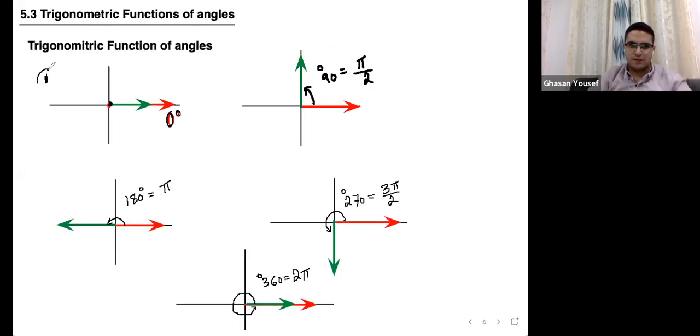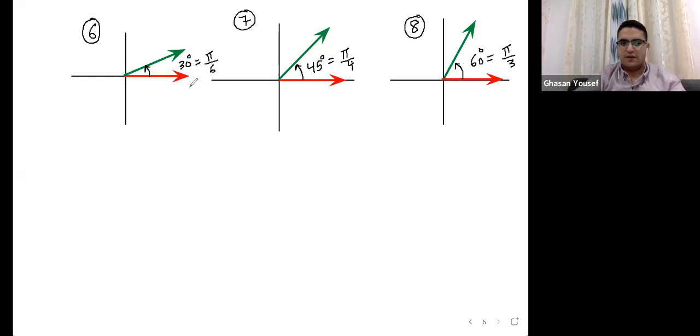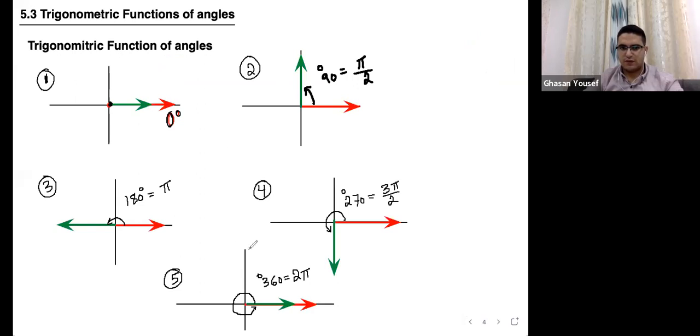Here's number 1, 2, 3, 4, and this is 5. This is 6, 7, and 8. Any question for this angle? You just have to know how to graph an angle like 45, for example, or 60 or 30, or any one of these from 1 to 5.